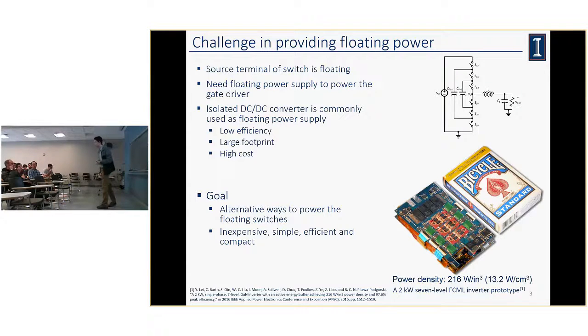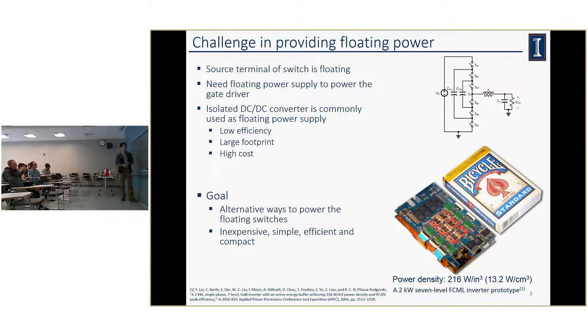Maybe you could explain on the board what a floating switch is. Floating switches means, and why the problem? Suppose this is an N-type MOSFET. This is a gate terminal. This is a source terminal.